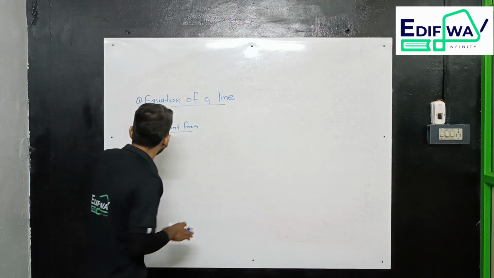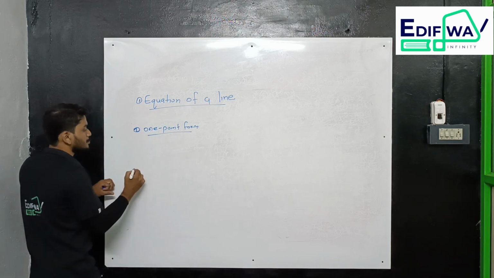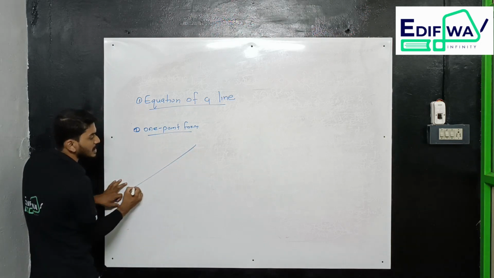Okay, so come here, one point form. What about this one point form? One point form means you are given a line.